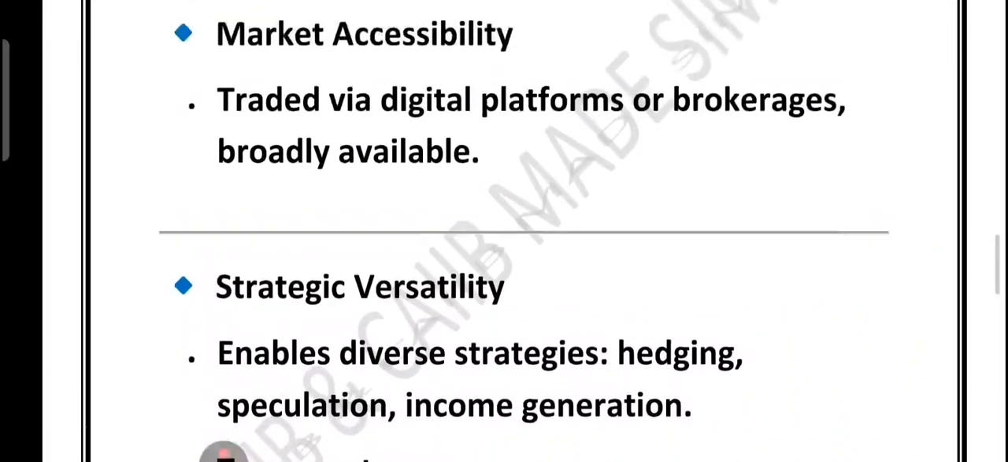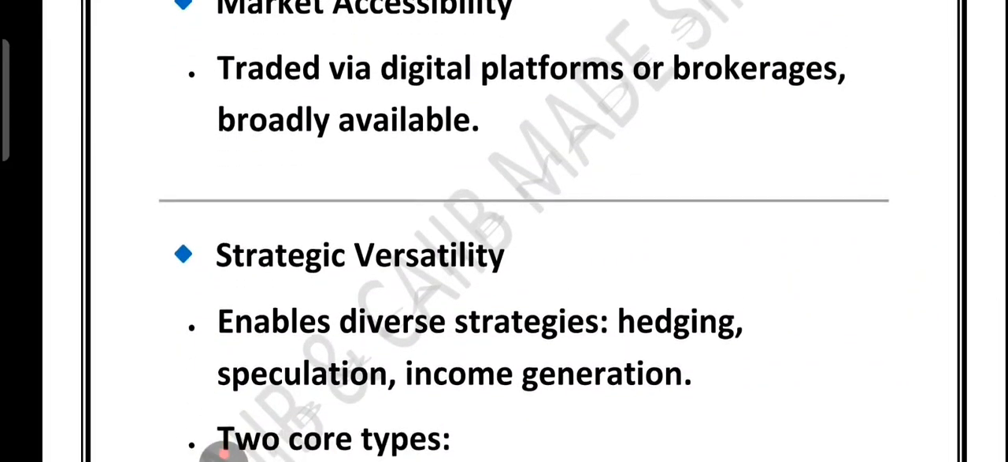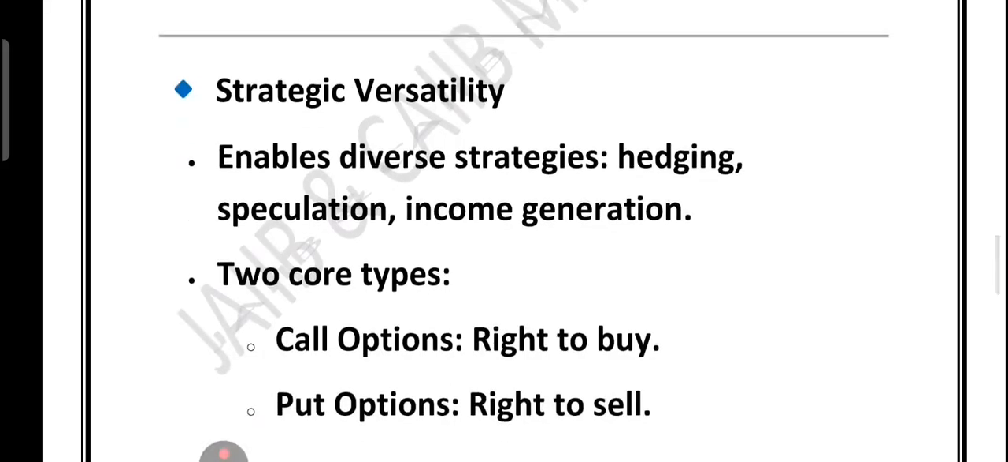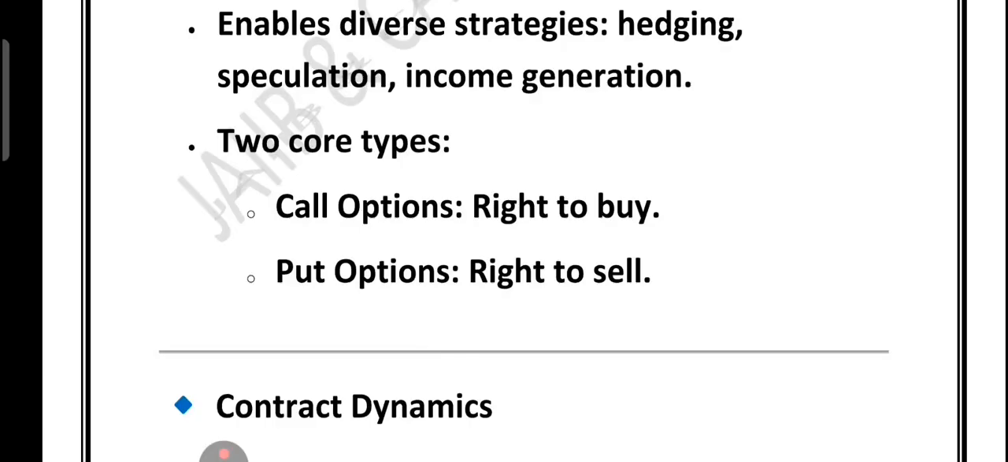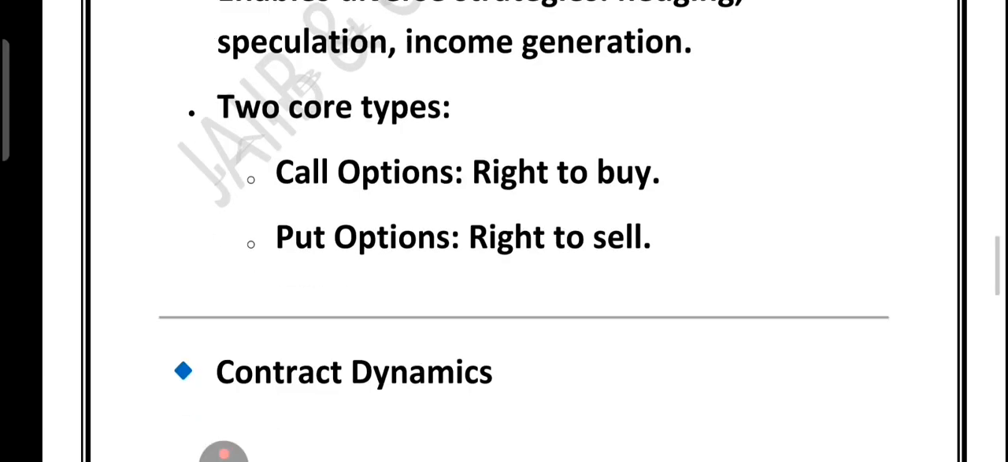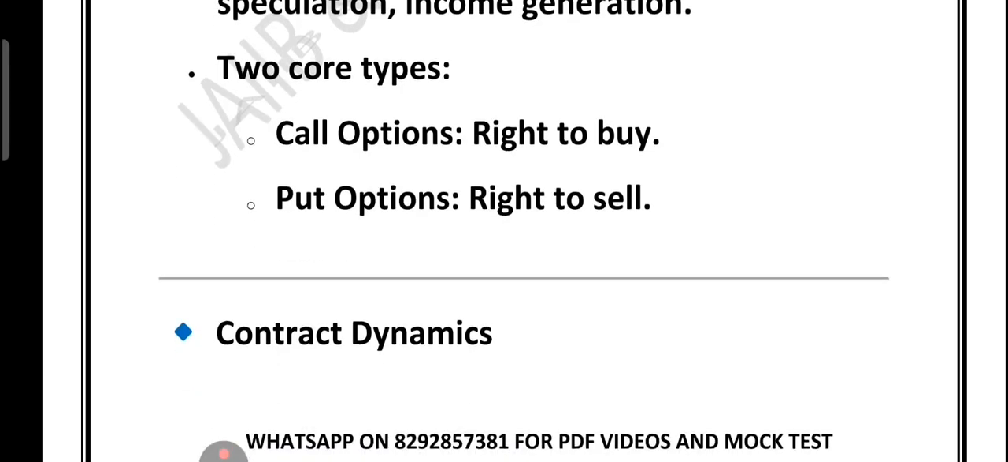There are some terms like market accessibility, which means options are easily traded online via digital platforms and brokers, making them accessible to most investors. So they are accessible via brokerage and online platforms. Strategic versatility. So options allow hedging, speculation, earning income. Two main types are there. Call option, which means right to buy. Put option, right to sell. So call means buy, put means sell. Purpose is very simple: risk management and profit strategy.